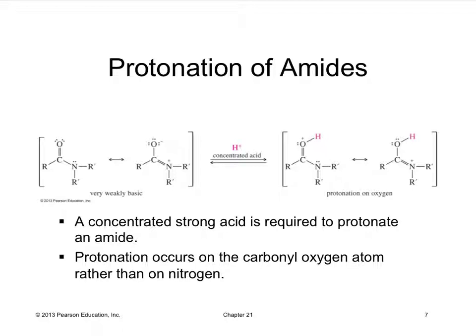Here's an example of the reason why you have double bond character, because you have resonance, right, shown here, and then this generates this. When concentrated acid is added to the system, it will protonate only on the oxygen, right, and not on the nitrogen.